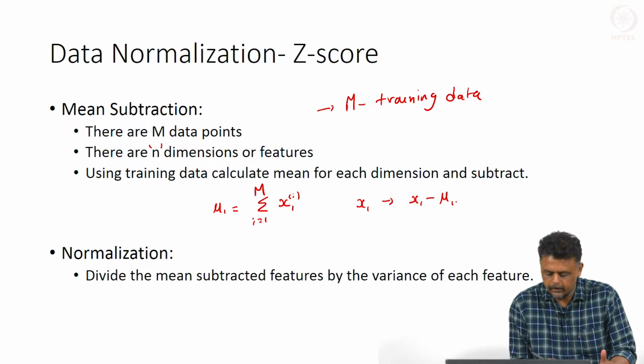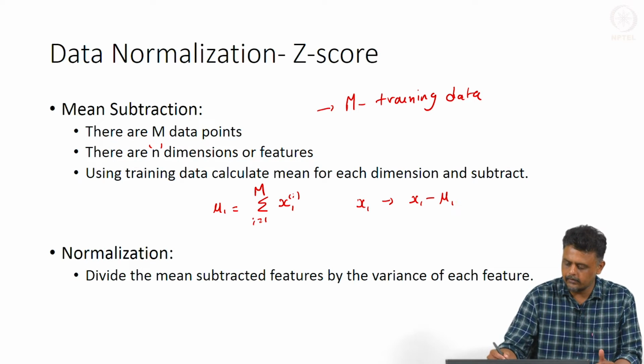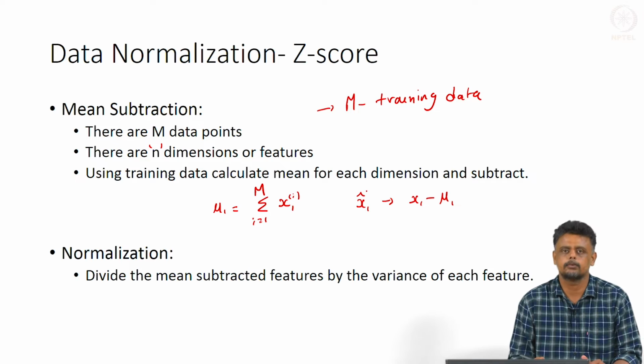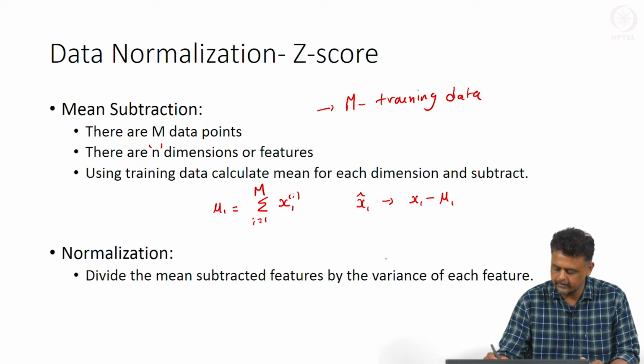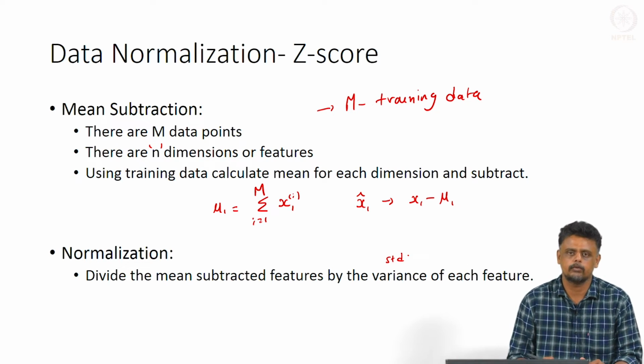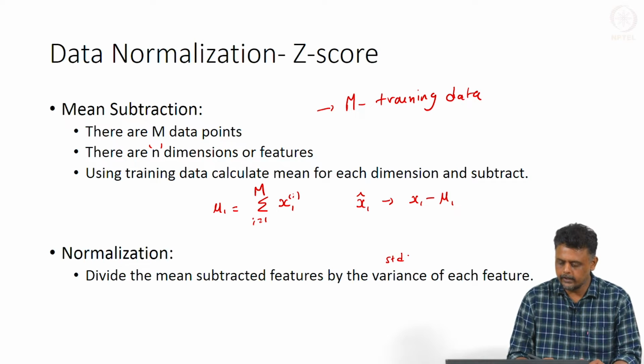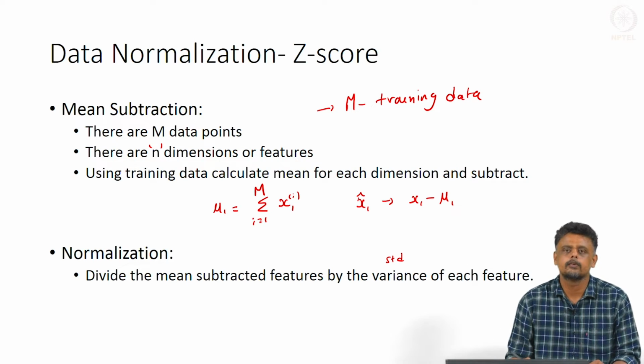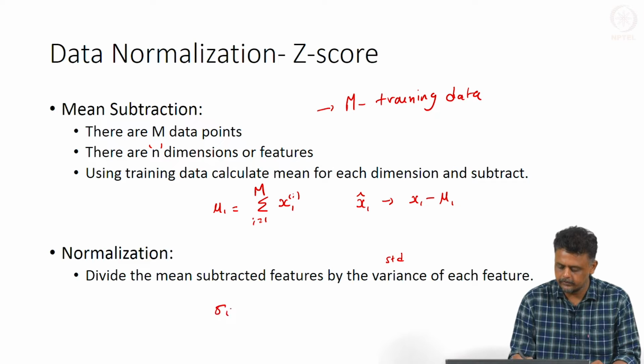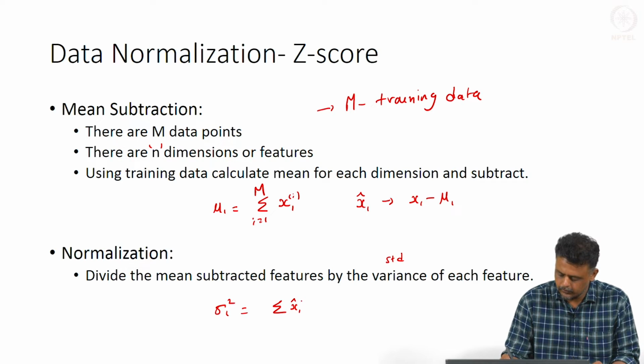The next step is to divide this. I will denote the mean subtracted feature by x 1 cap, just to be different. We divide the mean subtracted features by the standard deviation, the square root of the variance, of each feature. Once we have done the 0 mean, the variance sigma 1 squared is nothing but the mean of x 1 cap i squared, for i equal to 1 to m.